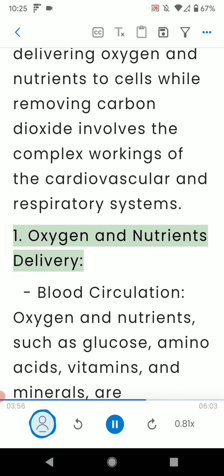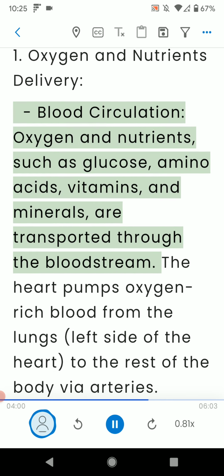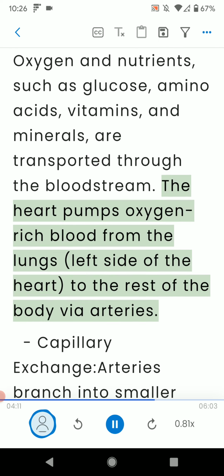1. Oxygen and nutrients delivery. Blood circulation. Oxygen and nutrients, such as glucose, amino acids, vitamins, and minerals, are transported through the bloodstream. The heart pumps oxygen-rich blood from the lungs to the rest of the body via arteries.